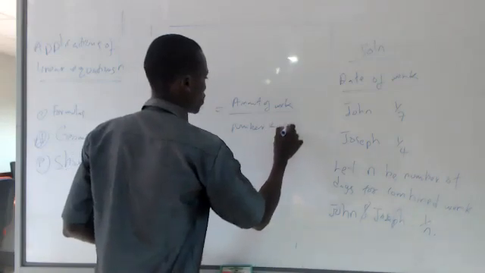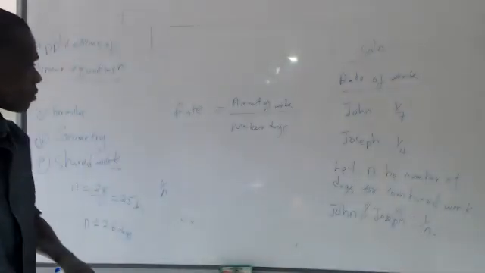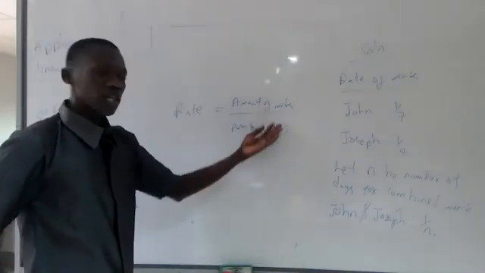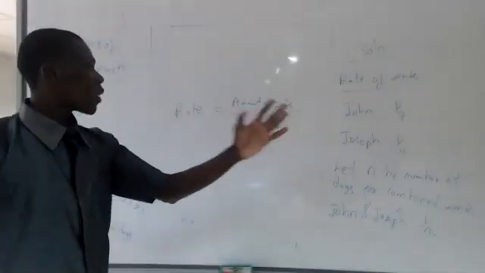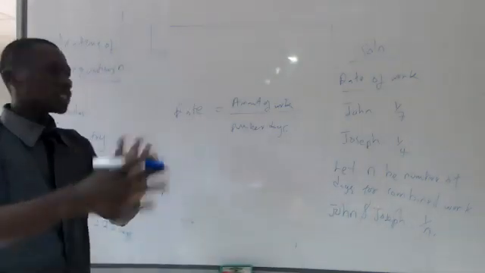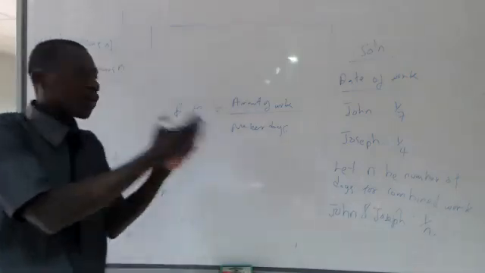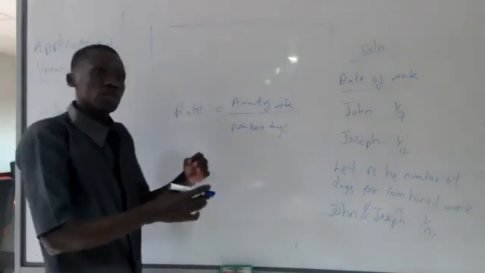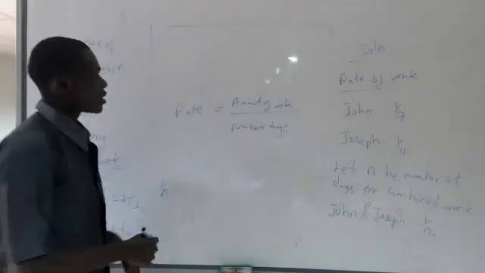I just want to see each day how much piece of my work is getting done, okay? Rate is any quantity divided by time. It could be in seconds, it could be in hours, it could be in years, it could be in centuries, light years.